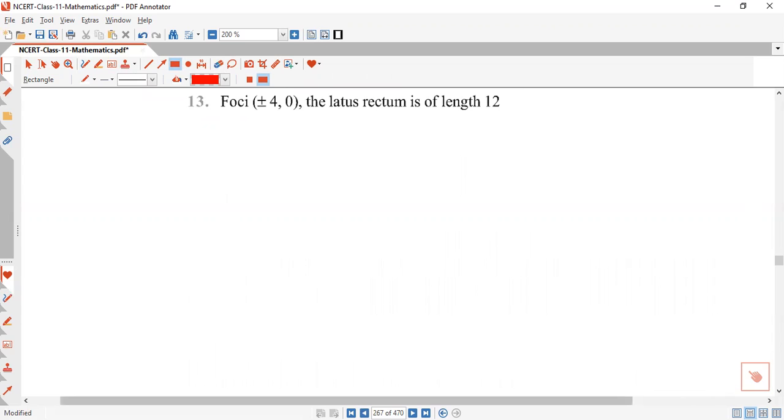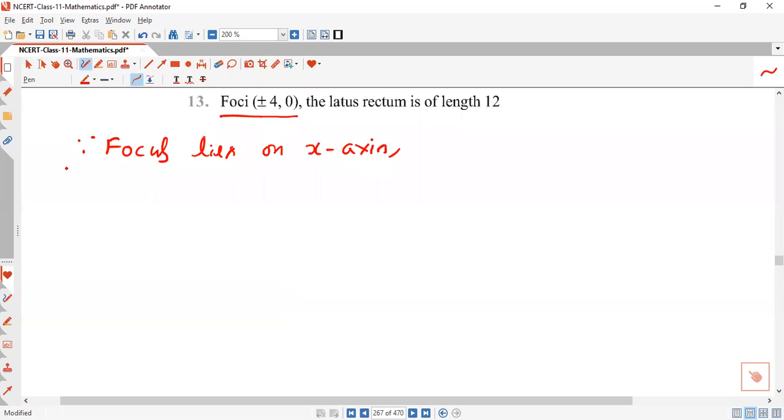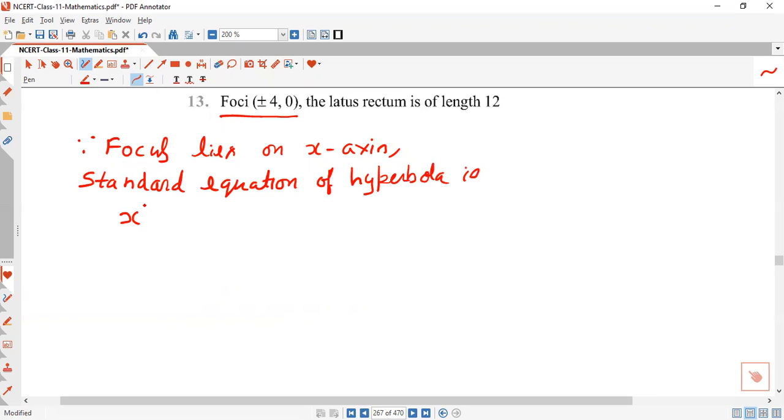See where the focus lies? Focus lies on the x-axis. Again you see, since focus lies on the x-axis, the standard equation of hyperbola is x square upon a square minus y square upon b square equal to 1.